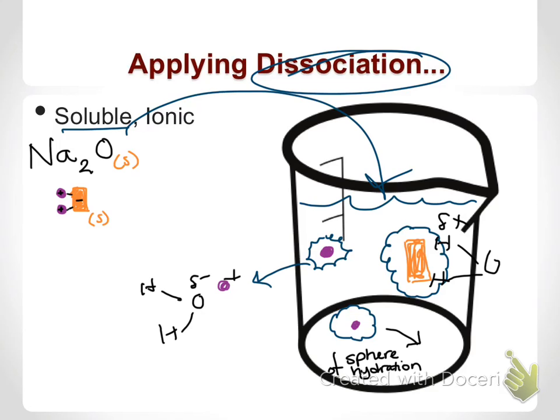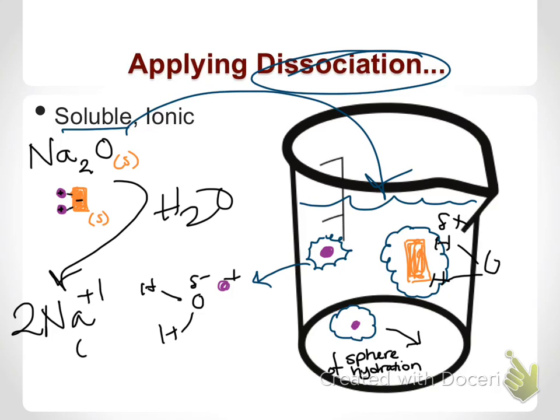Okay, so how we would write this out, and we were talking about this a little bit on Friday, is if we were to dump this into H2O, we would have 2 Na+1, and that would be aqueous, and we would have just the 1 oxygen -2, which would also be aqueous. So you can see we have a simple binary ionic compound there. Let's talk about some others.